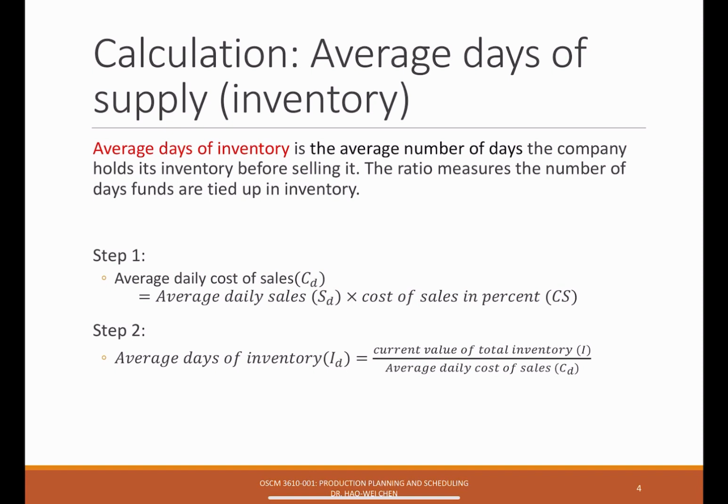The first step we want to do is to calculate the average daily cost of sales. In order to do that, we first use the average daily sales multiplied by the cost of sales in percent. Usually we'll say that the cost will be 50% of your sales or something like that. So we can multiply the percentage to figure out the cost. Then the average days of inventory will be the current value of the total inventory divided by the average daily cost of sales, and that will give you the answer.